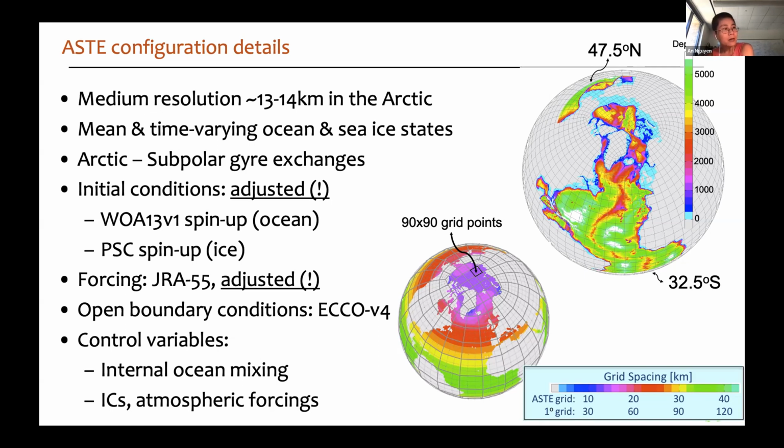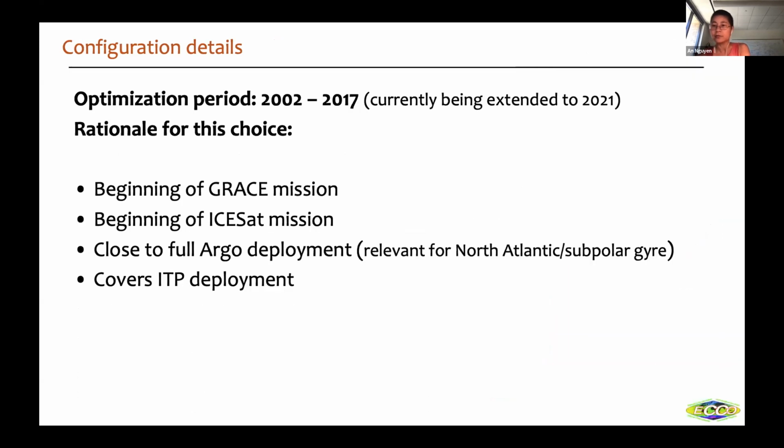And the control variables are the parameter space that we estimate in order to improve the solution and reduce the model data misfits. These include internal model mixing parameters such as the horizontal eddy stirring and the diapycnal diffusivity in the vertical, as well as the initial conditions for the hydrography and the time varying atmospheric forcings, the fields from GRIP 55. And the resolution is approximately 13 kilometers in the Arctic. This was a compromise due to the fact that we are doing quite expensive calculations, which I go into detail perhaps in the next slide.